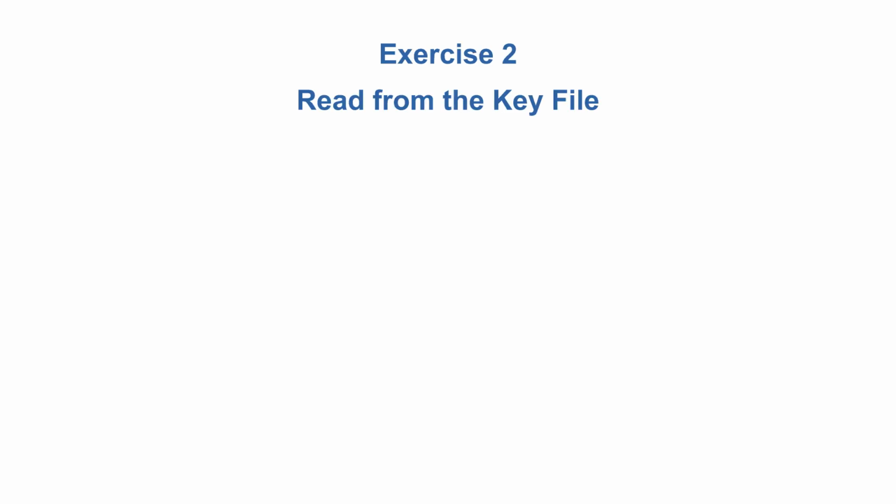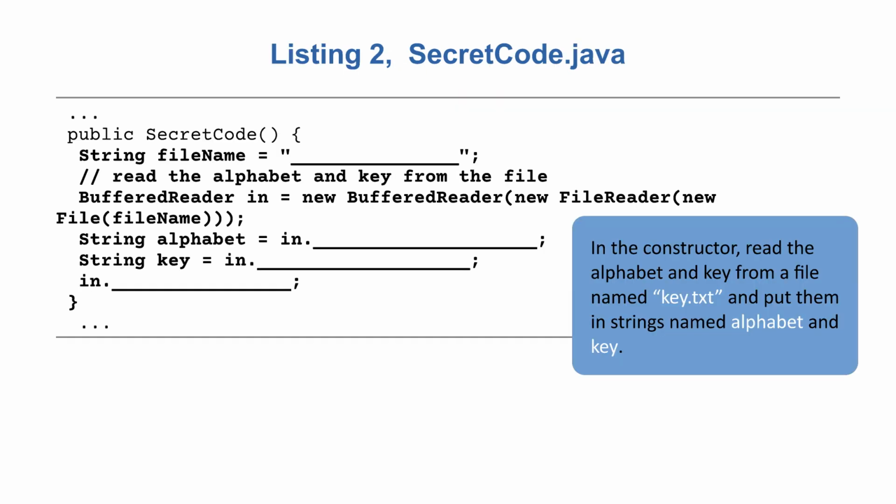Exercise 2. Read from the key file. In the constructor, read the alphabet and key from a file named key.txt and put them in strings named alphabet and key. Hint: use quick fix to add the needed import statements if you receive messages that something couldn't be resolved to a type. You'll also receive syntax errors for unhandled exceptions, file not found exception, and IO exception.